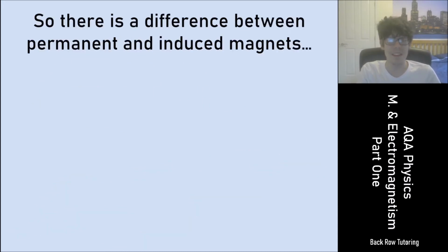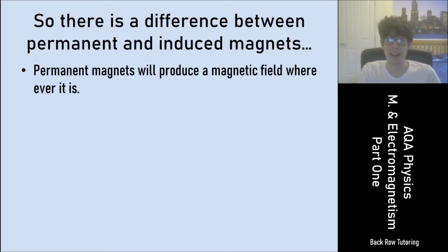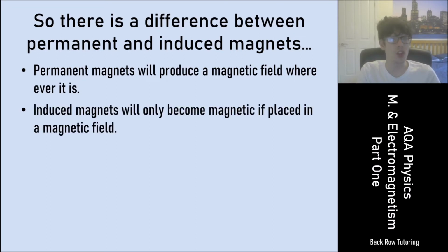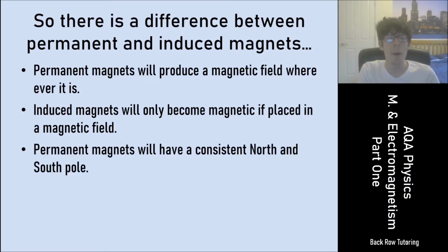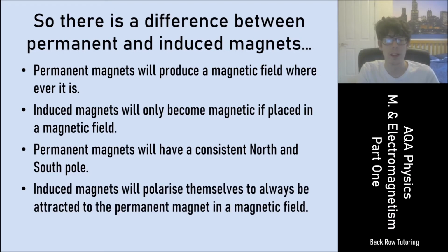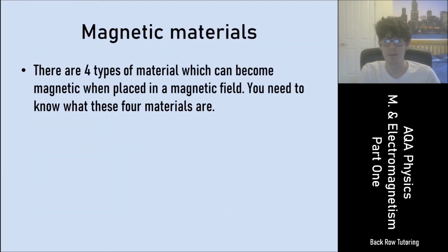So there is a difference between permanent and induced magnets. Permanent magnets will produce a magnetic field wherever the permanent magnet is. Induced magnets will only become magnetic if placed within a magnetic field. Permanent magnets will have a consistent north and south pole, whereas induced magnets will polarize themselves to always be attracted to the permanent magnet in a magnetic field.